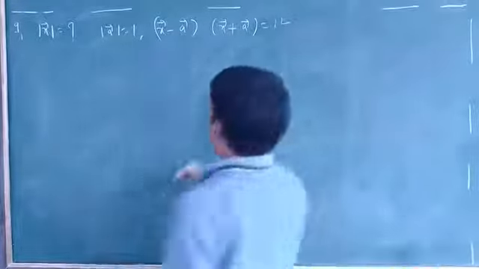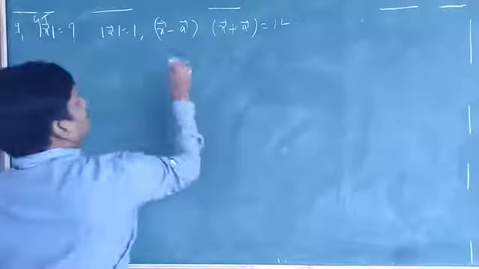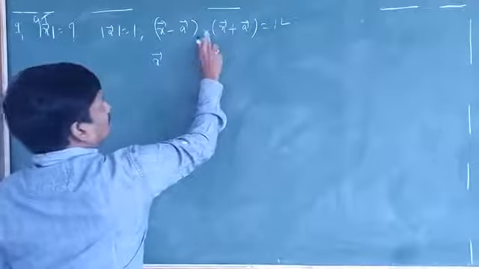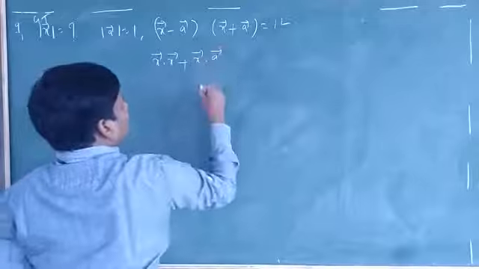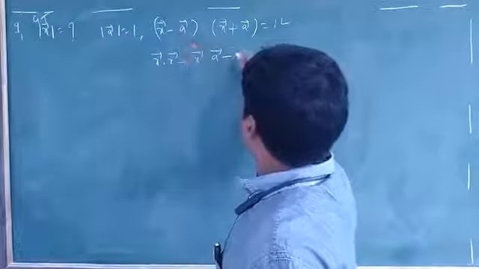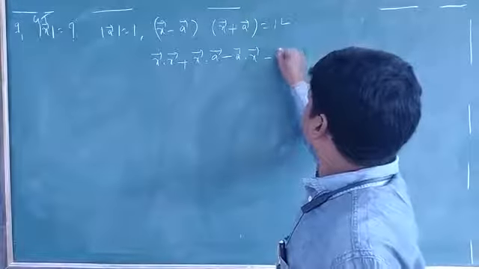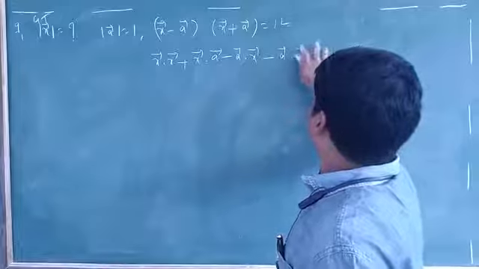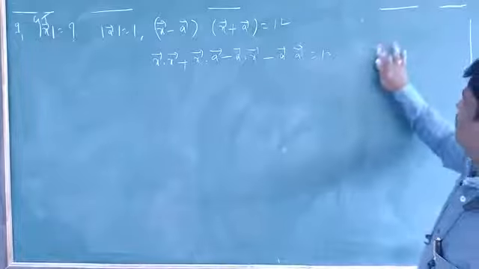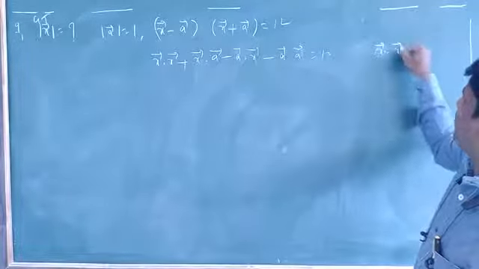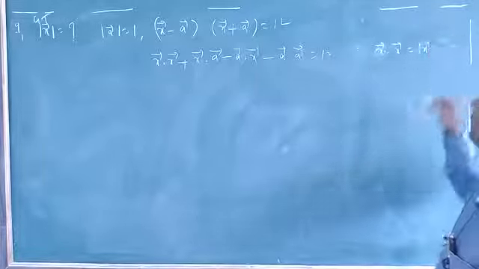Okay. To find that, this value is given. Multiply these two. Multiply these two: x bar dot x bar plus x bar dot a bar minus a bar dot x bar minus a bar dot a bar is equal to 12. Just observe, we know that x bar dot x bar, the dot product of the same vector, is mod x bar square. Right?